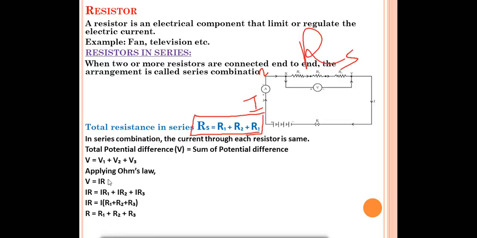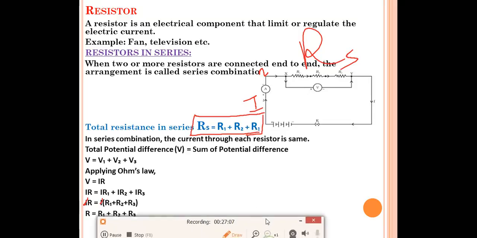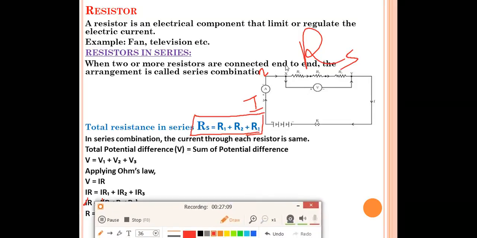Now we have read about Ohm's law: V equals IR. If we replace V with IR, in place of IR we will write IR1, IR2 and IR3. I we will take common. On this side also I is there, so I will cancel out. R equals R1 plus R2 plus R3. This is the formula we have got. So you have to remember that in series combination all the resistors are connected end to end, and the formula is R1 plus R2 plus R3.